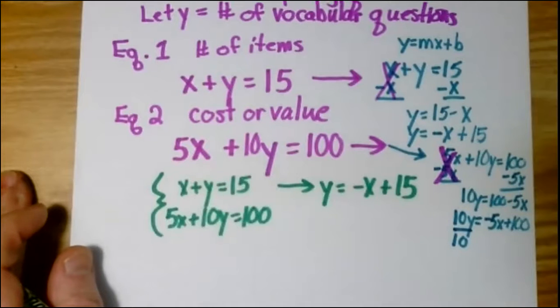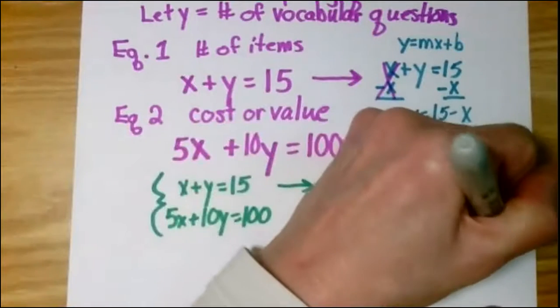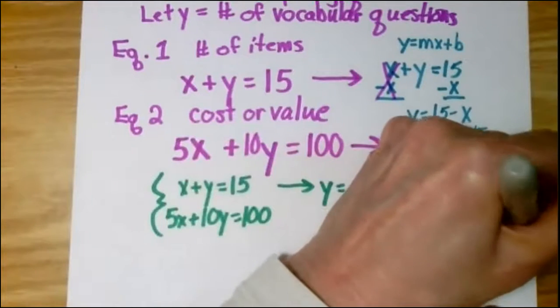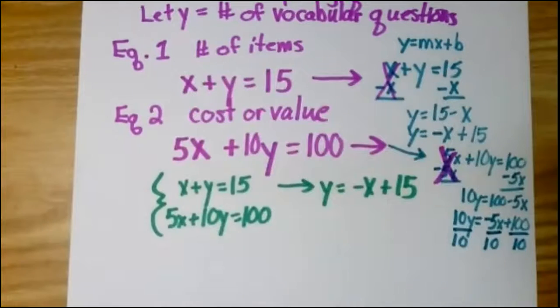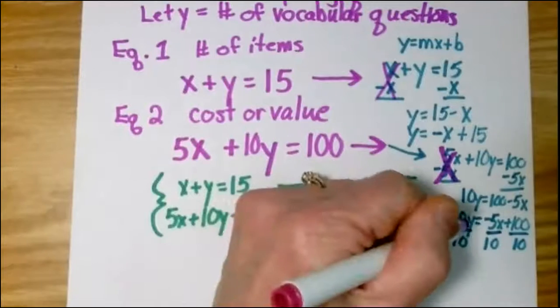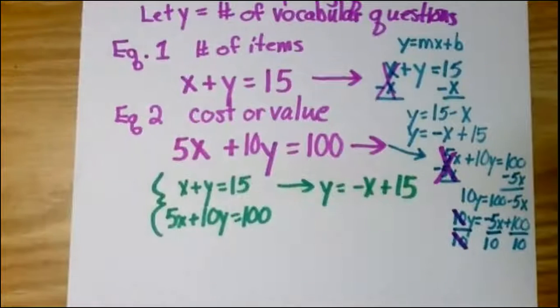Before, when I've ever done these, I've only had one number by this time. So I have to divide each part of the expression by 10. I can't just divide one part by 10. So now I'm going to cross the 10s off because 10 divided by 10 is 1.